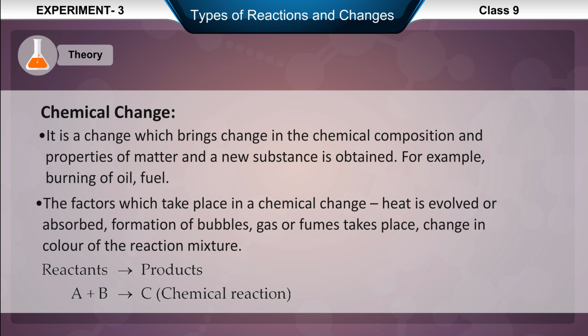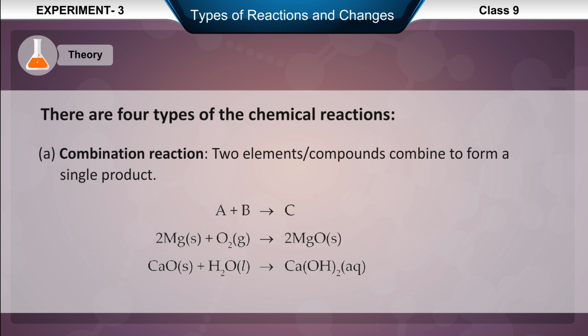Chemical change: it is a change that brings change in the chemical composition and properties of matter, and a new substance is obtained. For example, burning of oil, fuel. The factors which take place in a chemical change: heat is evolved or absorbed, formation of bubbles, gas or fumes takes place, change in color of the reaction mixture. Reactants result in products. A plus B results in C. Chemical reaction.